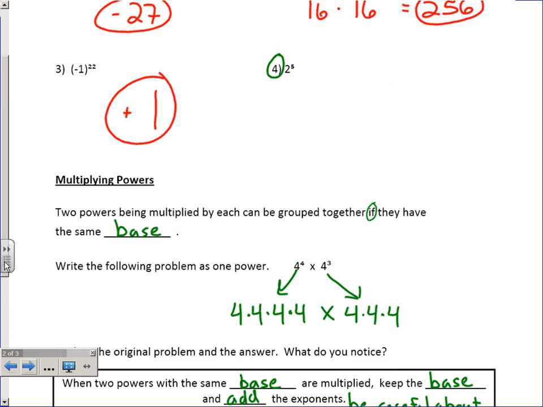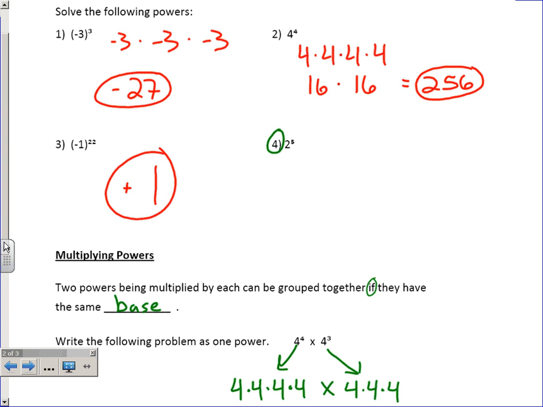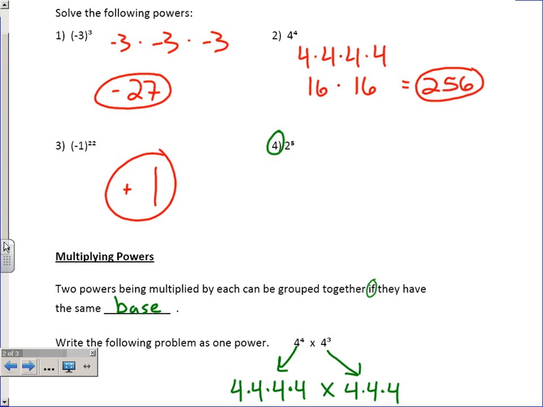Okay, this is where we're going to talk about multiplying powers. So 2 powers can be multiplied by each other, and you can group them together if they have the same base. So for example, if I had 6 cubed multiplied by 5 to the 7th, what we're about to do will not work. You cannot do it. That base number, the bigger number, has to be the same. So here we have our example.